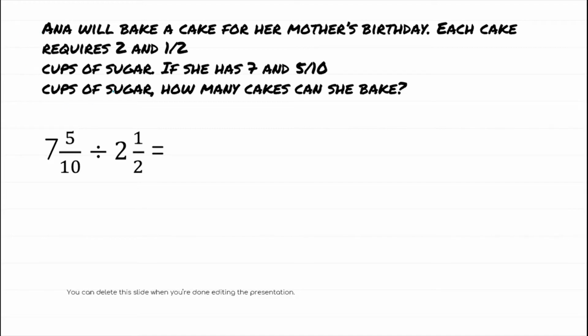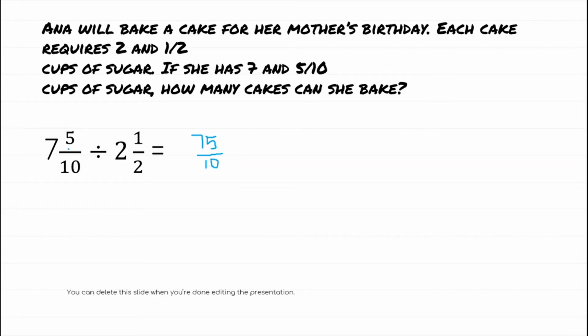Before we divide these mixed numbers, we need first to convert the two mixed numbers into improper fractions. Now, can you still remember how to change a mixed number into an improper fraction? It's very easy. All we have to do is multiply the denominator to our whole number and then add the numerator. Now for 7 5/10, 10 times 7, that is 70. 70 plus 5, that is 75. And for the denominator, just copy 10.